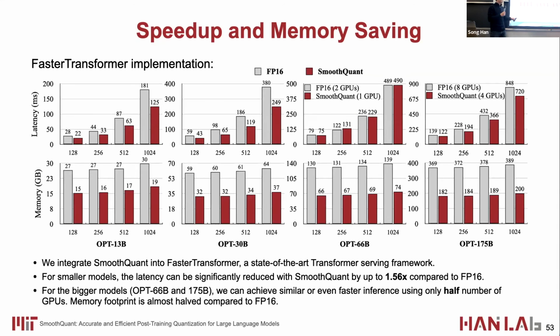And then we collaborated with NVIDIA to try it with even bigger models, using more GPUs. For example, a 66 billion parameter model and a 175 billion parameter model. The speedup is pretty awesome. Like for this case, previously we used 2 GPUs to achieve 489 milliseconds. Now we can achieve that using only a single GPU, reducing the number of GPUs by half.